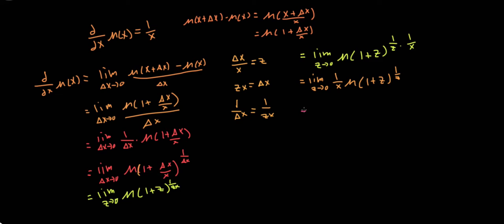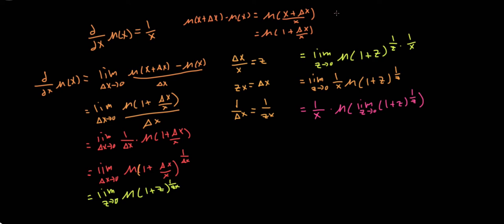So now we can rewrite this whole thing as 1 over x. We can just take this outside of the limit, because it's not going to get affected. So we have 1 over x times the natural log of the limit as z approaches 0 of 1 plus z to the power of 1 over z. And you might notice right here, this is really exciting. You might notice that we have the limit as z approaches 0 of 1 plus z to the power of 1 over z. And this right here is the value e. So the number e.